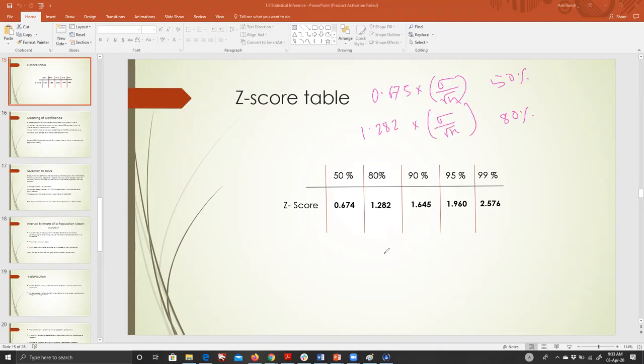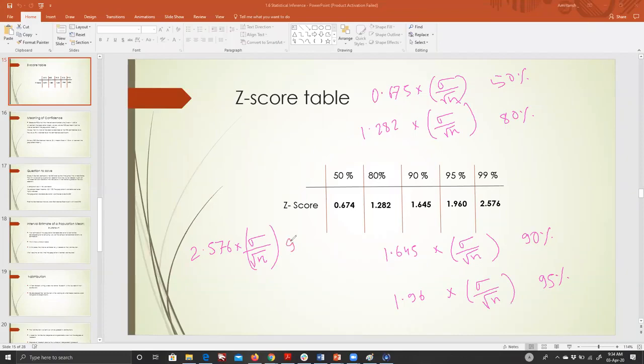Do you see that the range is actually increasing? It is 90%. For 95%, it is 1.96 into, sorry, this is 99, right? Okay. Do you see that the range is increasing, yes or no? Yes. This is what I'm trying to tell you.